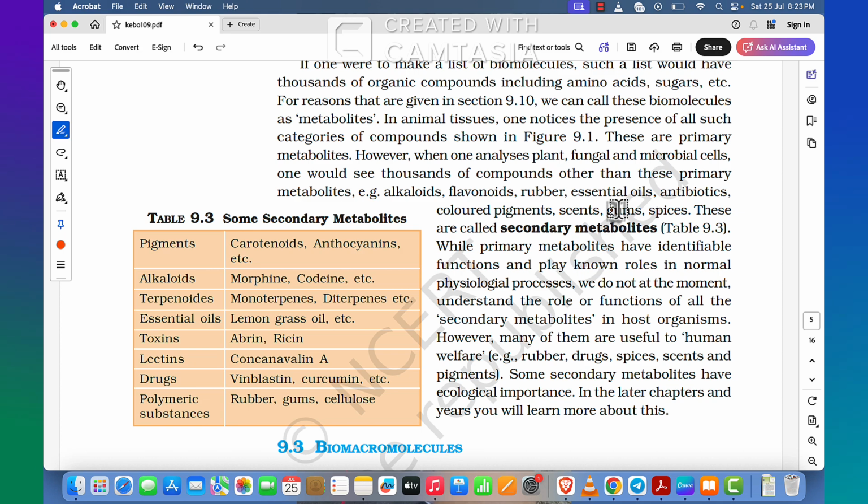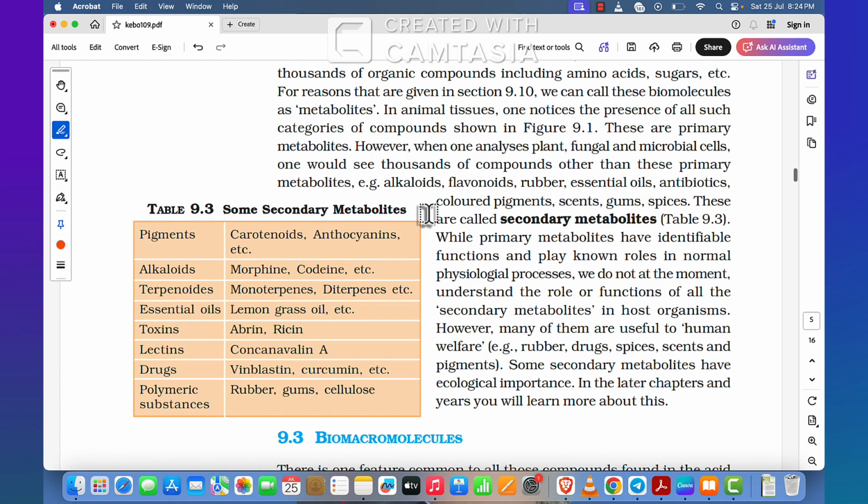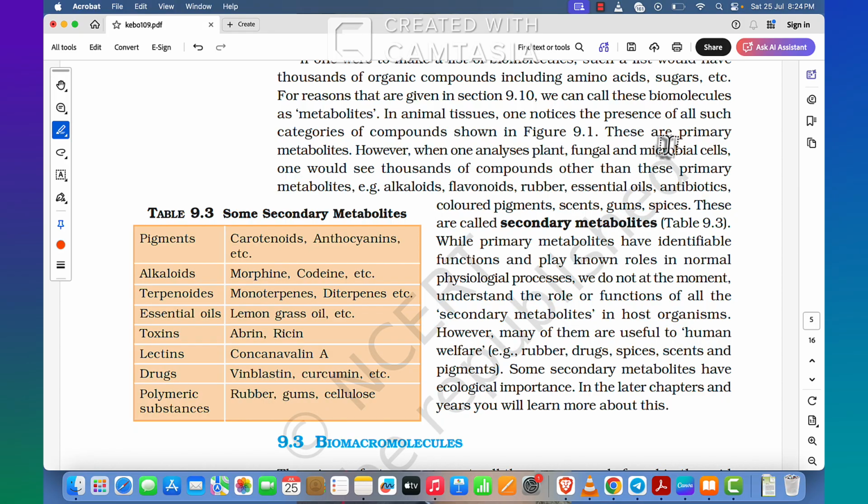As given in 9.1, these are primary metabolites. However, when one analyzes plant, fungal and microbial cells, one could see thousands of compounds other than these primary metabolites. Examples: alkaloids, flavonoids, rubber, essential oil, antibiotics, colored pigments, gums, spices. These are called secondary metabolites.